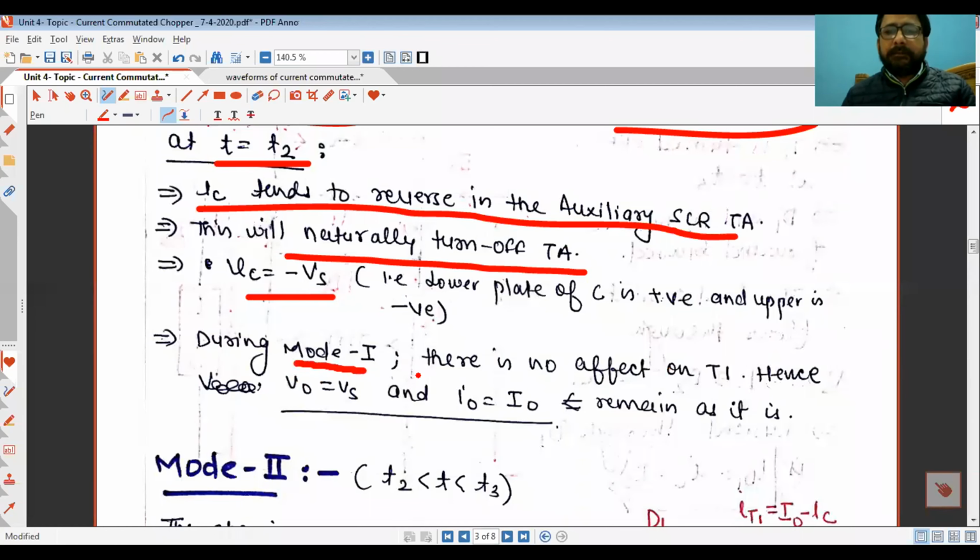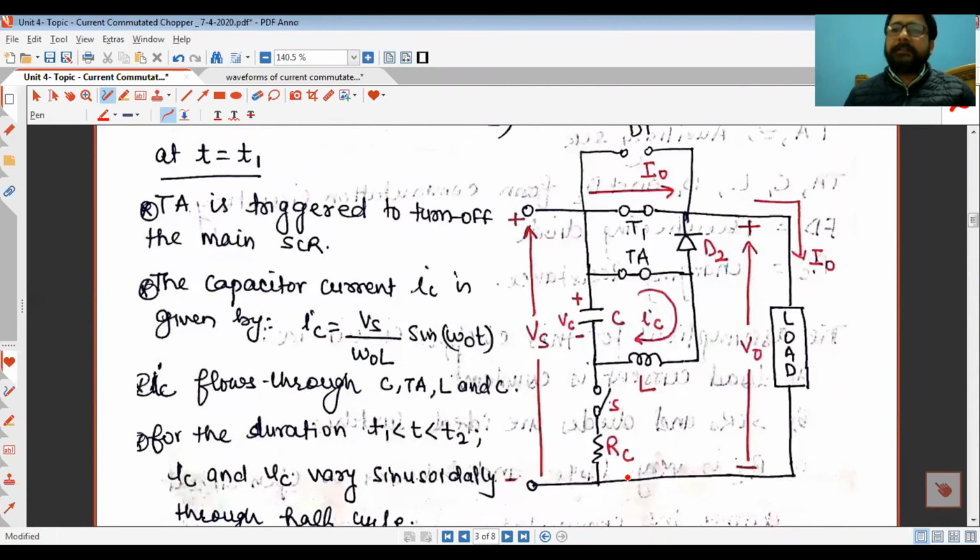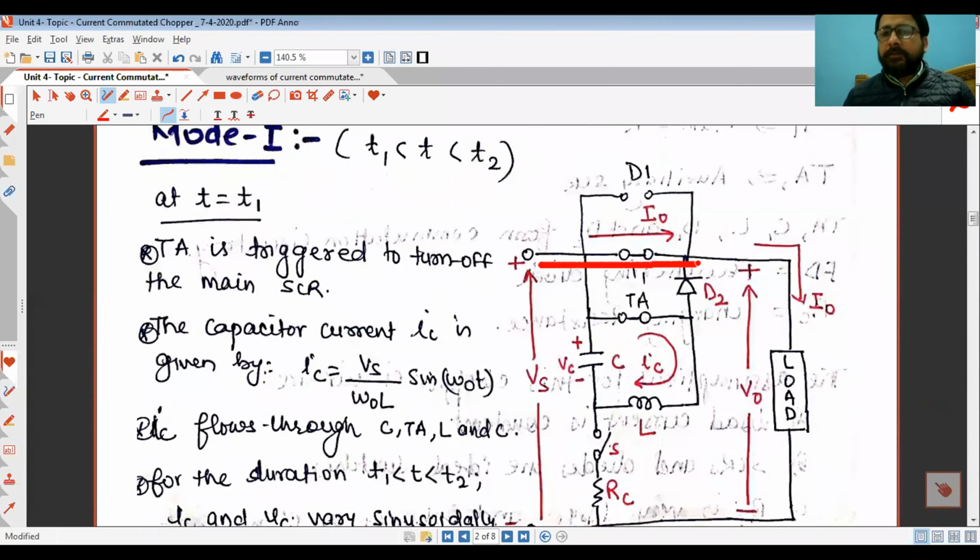During mode 1 there is no effect on T1. This whole process had no effect on T1. The load current which was flowing was automatically flowing as it is. This resonating current, basically we turned on TA, and by turning on TA the capacitor got reverse charged. And purposefully the capacitor is connected in such a way that it acquires a negative voltage, so that negative voltage can be used to turn off the main SCR, right?